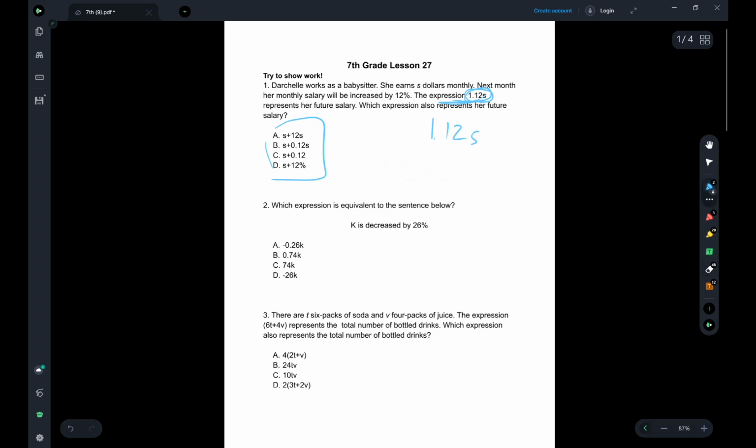B, because it would be the same thing as S plus, so it's 1S plus 0.12S. This expression is equal to this because if there's nothing in front of the variable, then that means the constant in front of it is 1. So if you add 1 and 0.12, then you get 1.12S. So that's why it's equal.